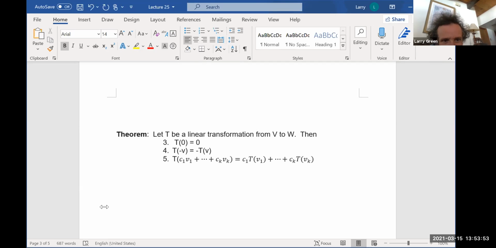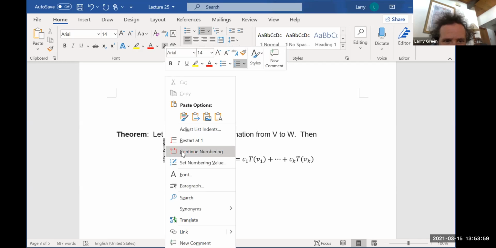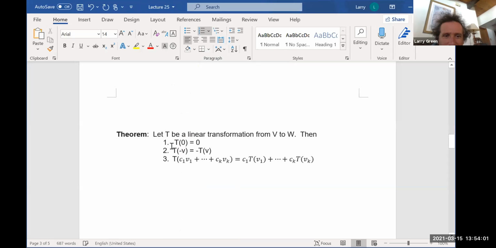then, no, it's not number 3. I hate when the computer does this. There we go.